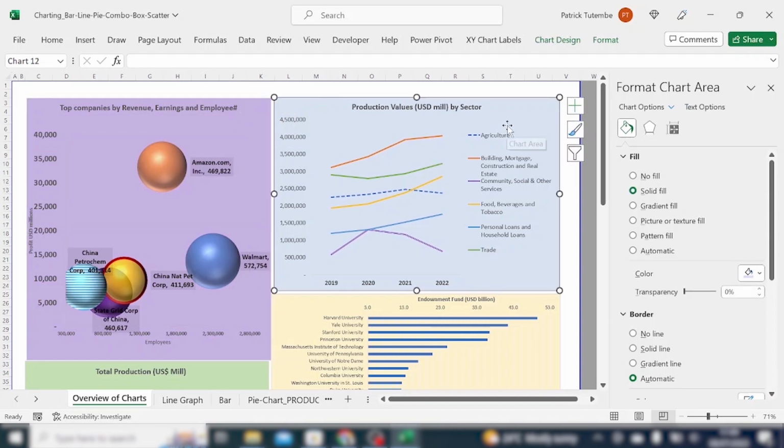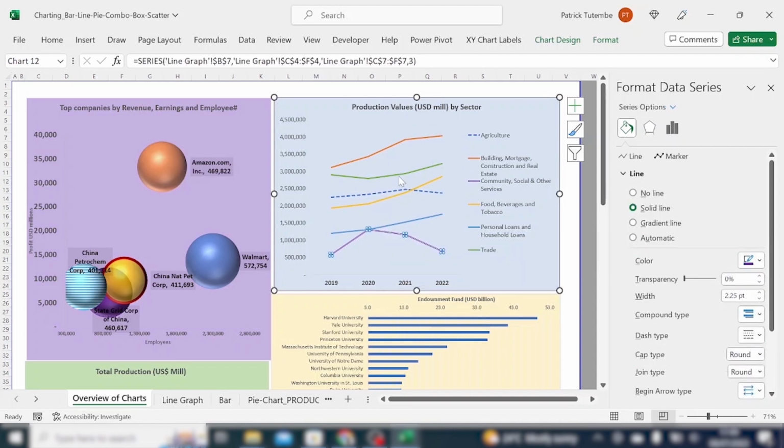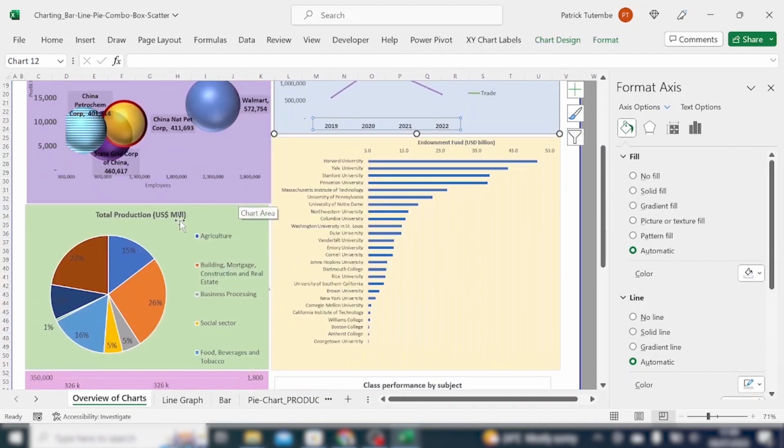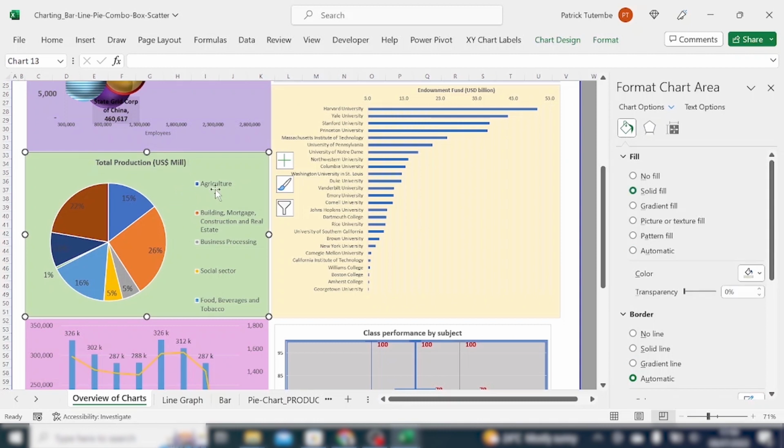Then we also have a line graph, as we can see different sectors and across different years, and we have how the production values or the gross domestic product values of the different sectors were performing across the years from 2019 to 2022. Then we also look at the pie chart.